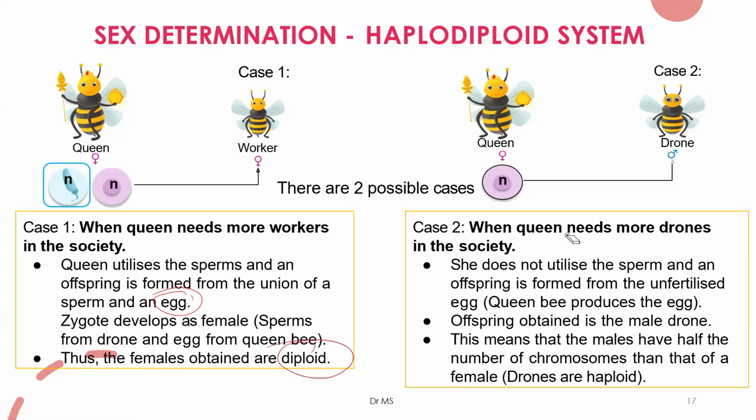The second condition is when the queen needs more drones in the society. She doesn't fertilize the egg with the sperms. So by parthenogenesis, the males, the drones, are formed, which are haploid, containing half the number of chromosomes. That's why this sex determination is called the haplodiploid system. If it is haploid, it's a male. If it's diploid, it's a female. So that's why it is called the haplodiploid system.